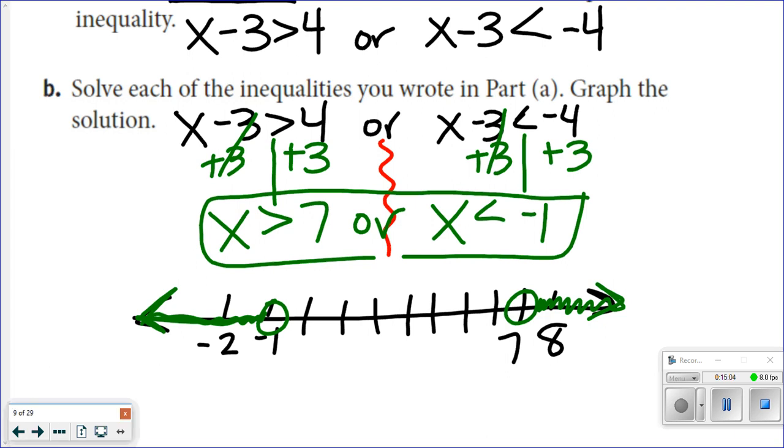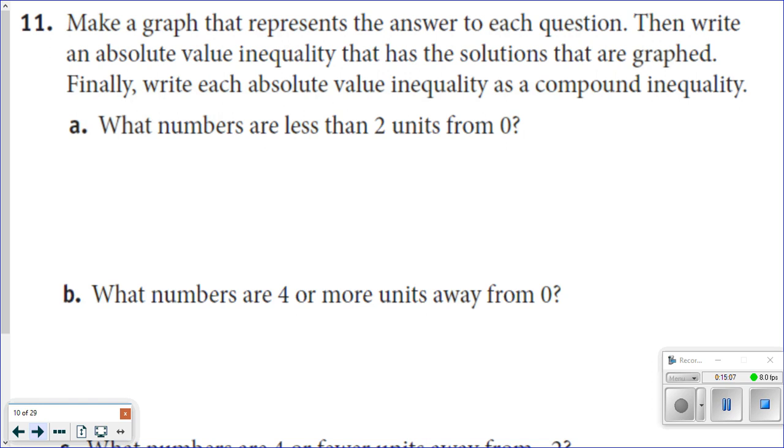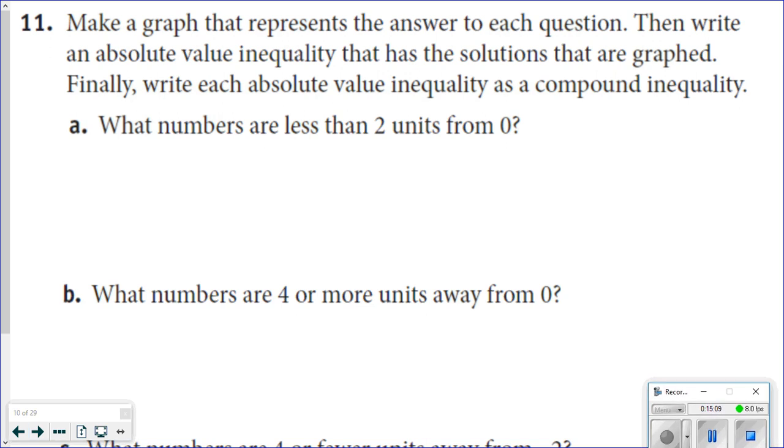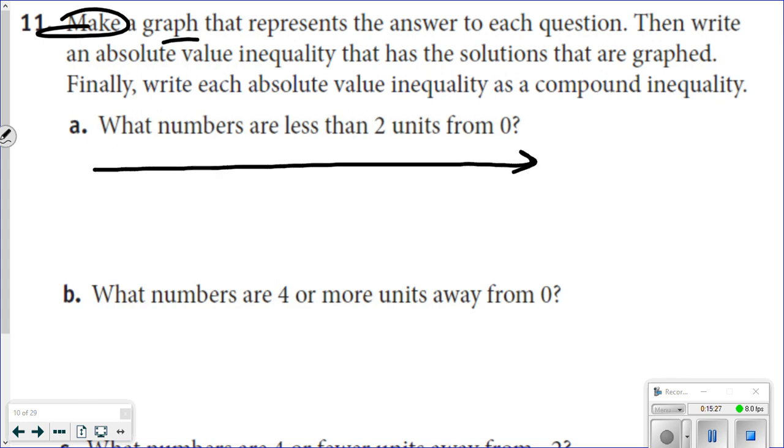Page 56. We're going to finish with 11 and 12. So make a graph that represents the answer to each question. That's our first thing we need to do. So let's make a graph. What numbers are less than 2 units from 0? So I'm going to start with 0 in the middle. I'm going to go 2 units away.